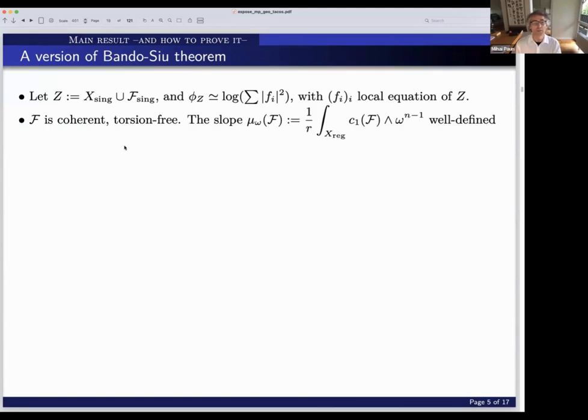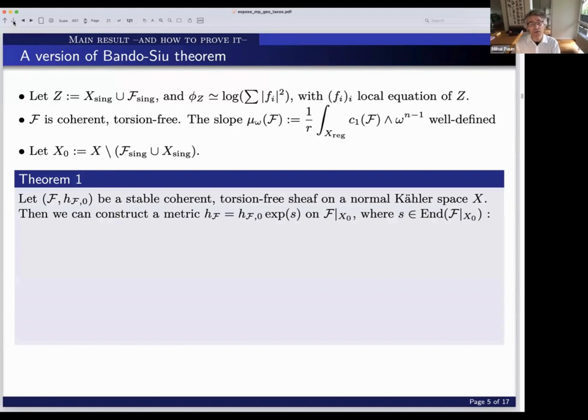And then, of course, the notion of a slope in this context still makes sense. We simply integrate over X regular this quantity here, and I put here c1 of F in a rather ambiguous way because we are integrating over an open subset, but it so happens that this is well defined. And then let's introduce a further notation. So X0 should be the complement of these bad guys here.